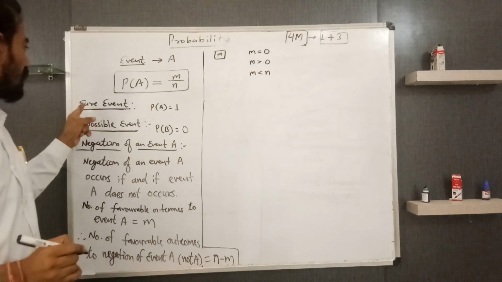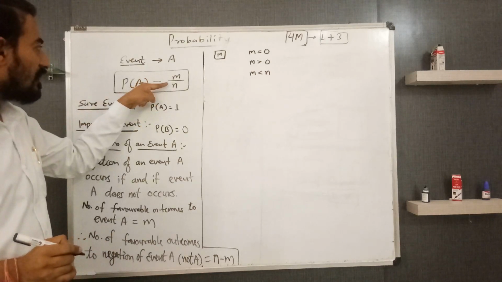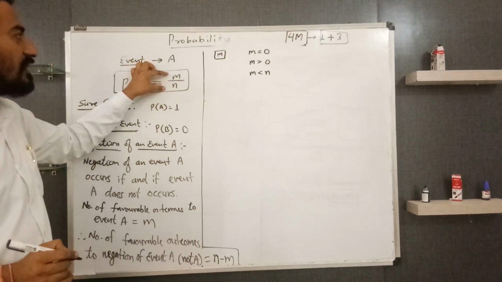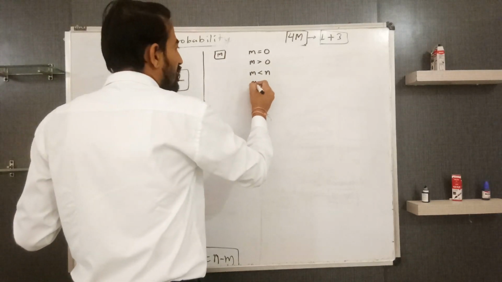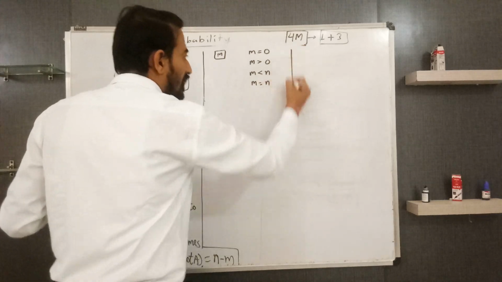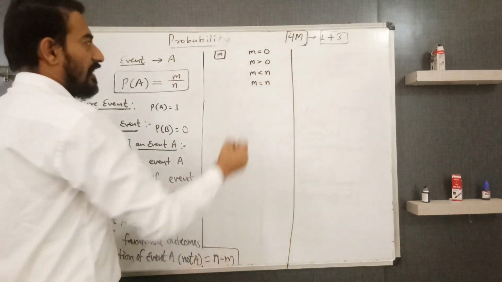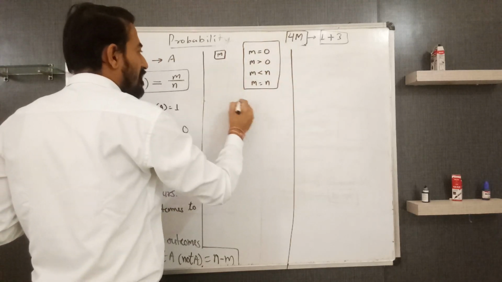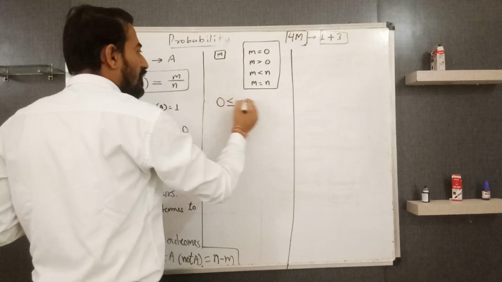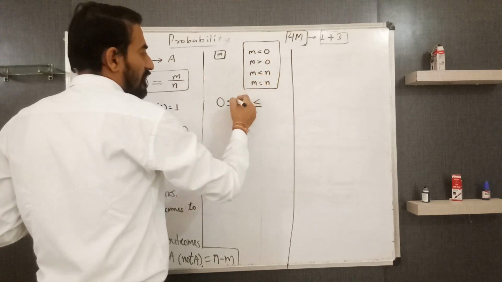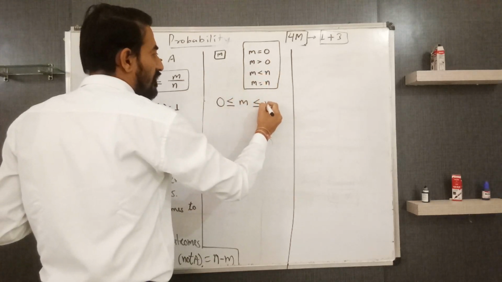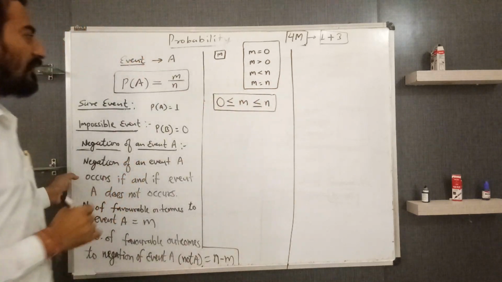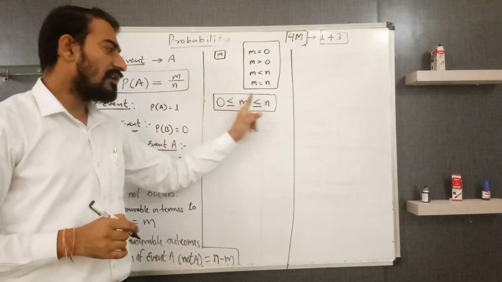And in case of a sure event, the number of favorable outcomes and the total number of outcomes are equal, which means we can say M is equal to N also. So here M can be defined like this: M is greater than or equal to 0, and M is less than or equal to N. So this is the limit of M, the number of favorable outcomes.